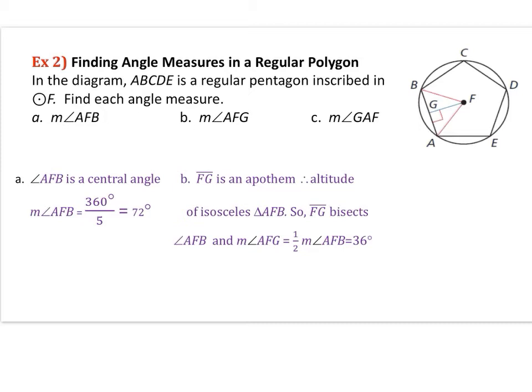All right, next we want to figure out the measure of angle GAF. Well, we notice that the sum of interior angles of any triangle is 180 degrees, and we have a right triangle because the altitude, the apothem is the altitude, therefore a right triangle. So we know the 90, we know the 36, we subtract both of those from 180, so measure of angle GAF is 54 degrees.